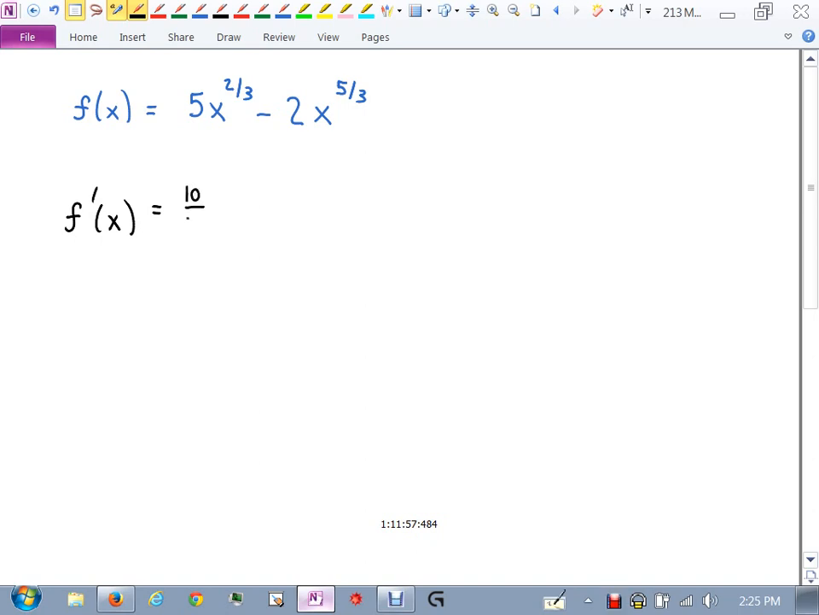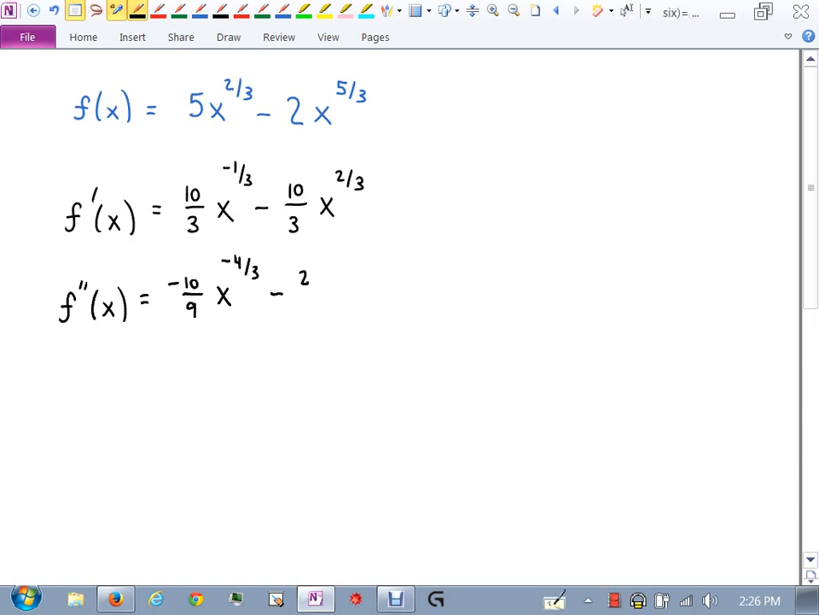We have 10 thirds x to the negative 1/3 minus 10 thirds x to the 2/3. Am I going to need a second derivative later? Can I just get it now? Okay. Second derivative, negative 10/9 x to the negative 4/3 minus 20/9 x to the negative 1/3. So I'm just using power rules on those, right?